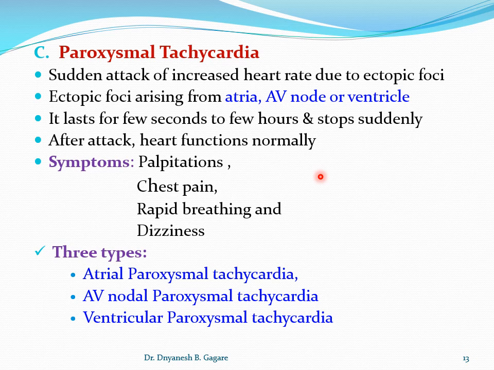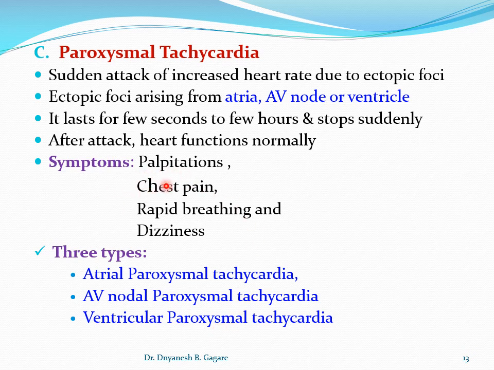And it may be more than 70 to 80 beats, that is more than normal. That time it acts as a pacemaker, and that is called paroxysmal tachycardia. If the paroxysmal tachycardia is in the atria, it is called atrial paroxysmal tachycardia. If it is in the AV node, it is called AV nodal paroxysmal tachycardia. If it is in the ventricle, it is called ventricular paroxysmal tachycardia.